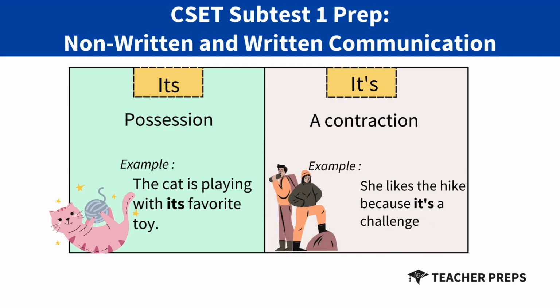Its and it's with an apostrophe. Its is for possession. On the left side, we've got, the cat is playing with its favorite toy. And then on the right side, which uses a contraction, she likes the hike because it's a challenge. Remember, it is a challenge.